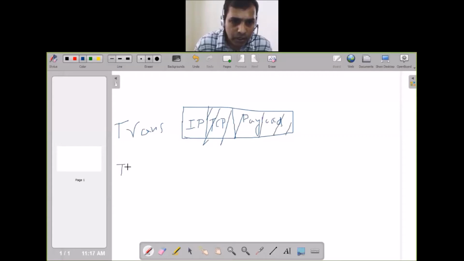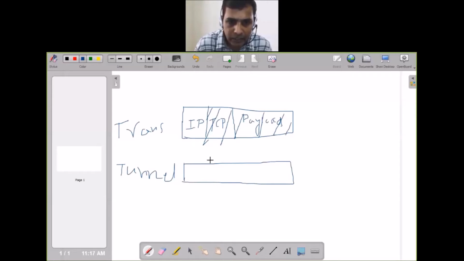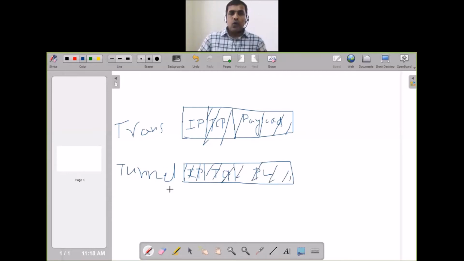So what is tunnel mode? In tunnel mode, protection is provided for the entire packet. So protection is provided for the IP header, the TCP header, and the payload. Let me write it as PL, payload. So here protection is provided for the entire packet. So this is the difference between the transport mode and tunnel mode.